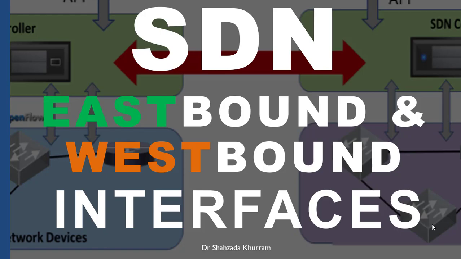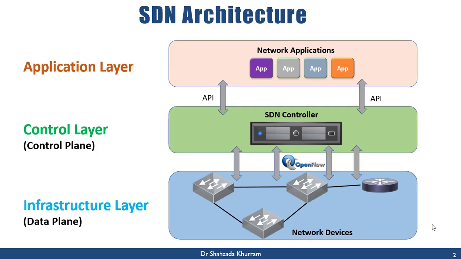Let's start with this. Here is a typical SDN architecture. It consists of three layers: the application layer, the controller layer, which we also call the control plane, and the infrastructure layer, which we also call the data plane. In the application layer, applications interact through APIs with the SDN controller, and on the control layer, the SDN controller interacts with the network devices using the OpenFlow protocol. This is the way SDN architecture works.